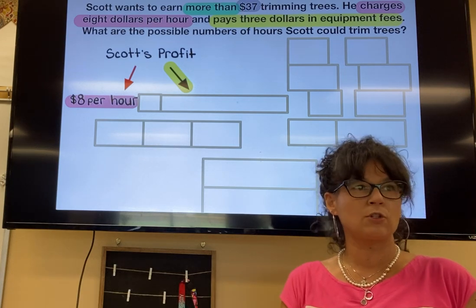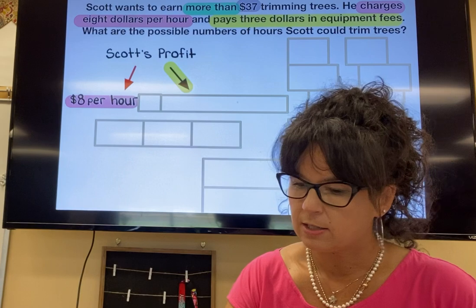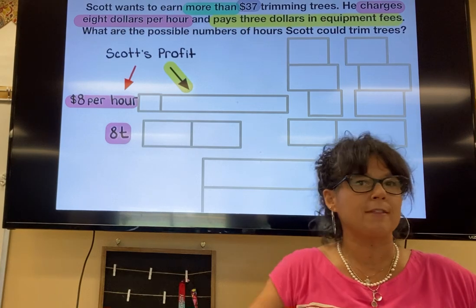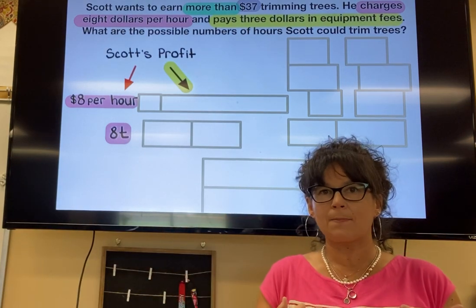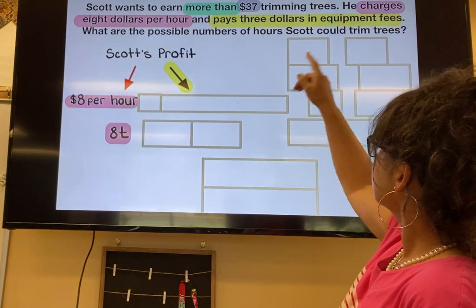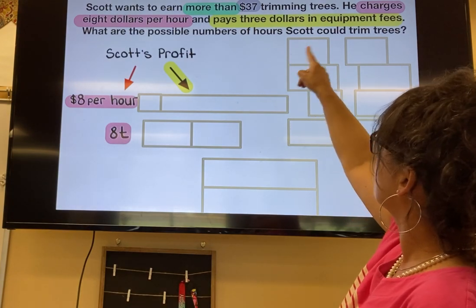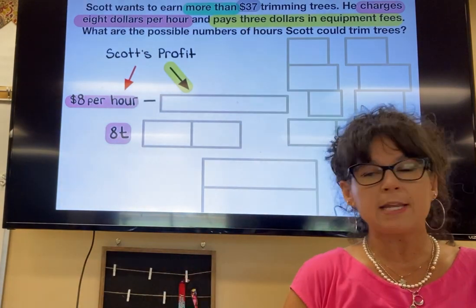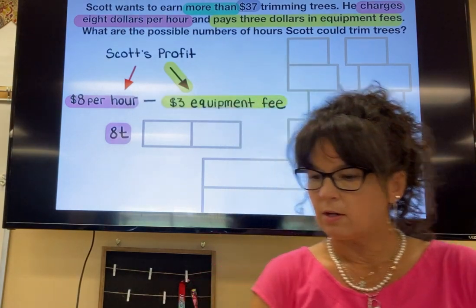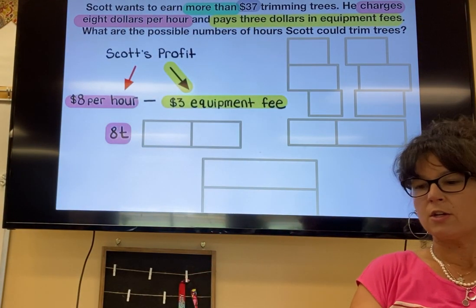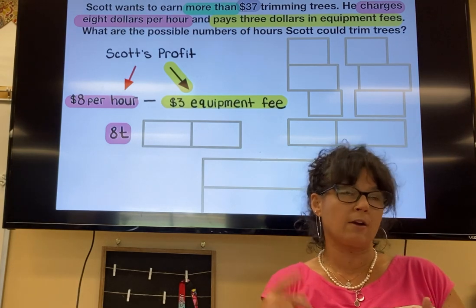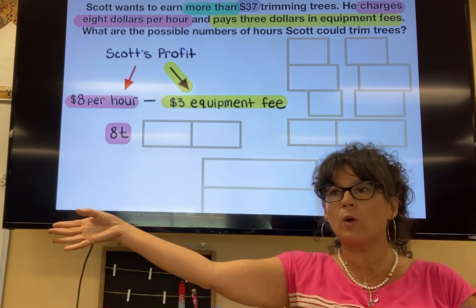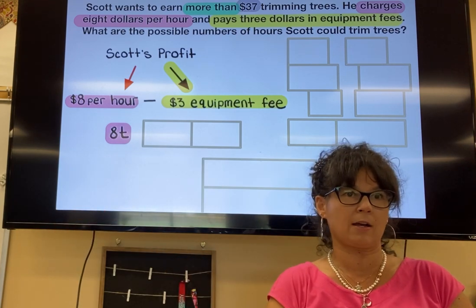2 hours, 8 times 2. 3 hours, 8 times 3. Okay, so that part is 8t. But that's not his profit. That's just the amount of money that he collects. It says that he has to pay a $3 equipment fee. So we're going to need to subtract from the amount of money he collects from people a $3 equipment fee. So if he only trims for 1 hour, he brings in $8, but he's going to have to subtract the $3 for the equipment, so he'll only have $5 in his pocket.